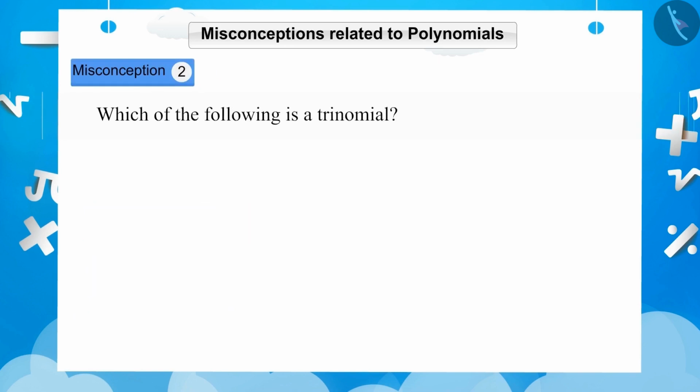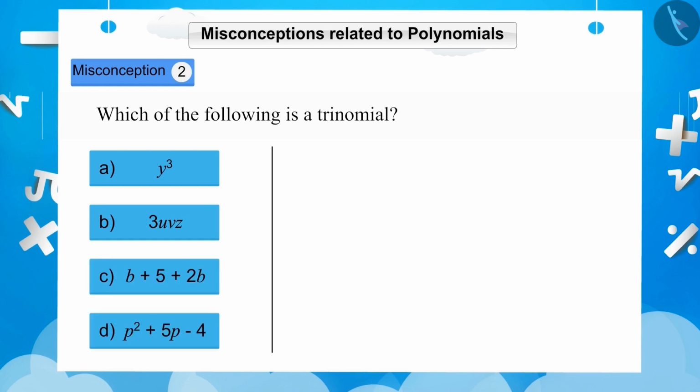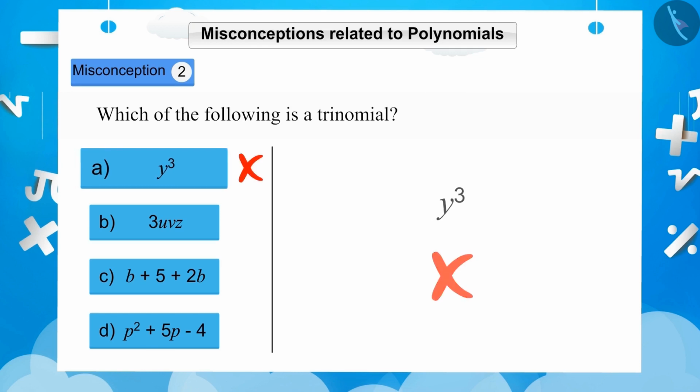Which of the following is a trinomial? A. y raised to 3. B. 3uvz. C. b plus 5 plus 2b. D. p raised to 2 plus 5p minus 4. A. y raised to 3. If you observe option A, you will find that it has only one single term in it, hence it is a monomial and not a trinomial, so this is not the correct answer.